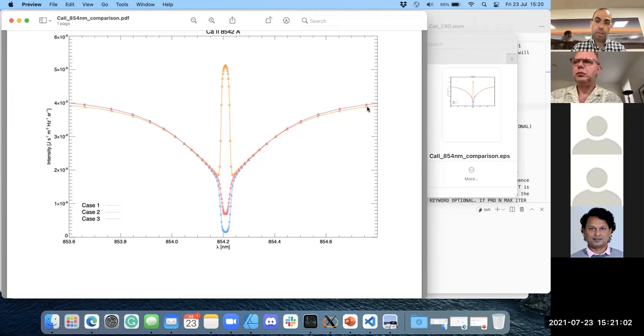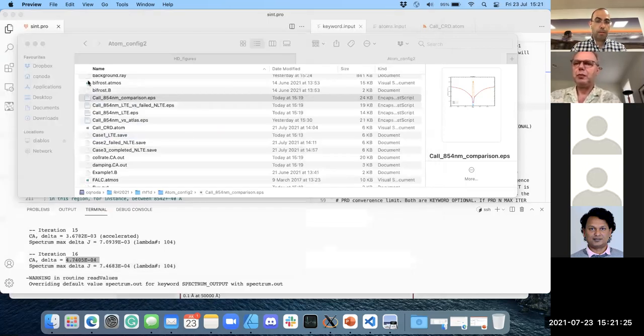So you can see that the wings are in general similar between the blue and the red, but now the core is different. It's a bit smaller, and I think it's more realistic. And this is essentially because, as I said before, with a few iterations, you are not really obtaining a fully compatible solution for the non-LTE problem. Okay, so please keep that in mind.